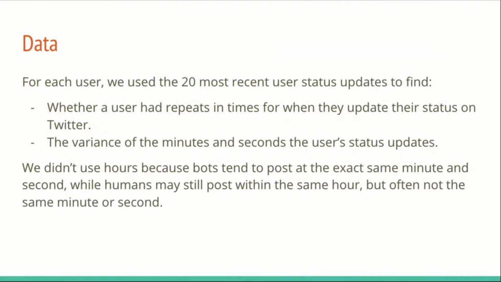And for each user, we took repeats in times for when they update their status on Twitter. And then we took the variance of the most recent 20 status updates in minutes and seconds and determined that as well. We didn't use hours because bots tend to post at the exact same minute and second, while humans may still post within the same hour, but not often the same minute or second.